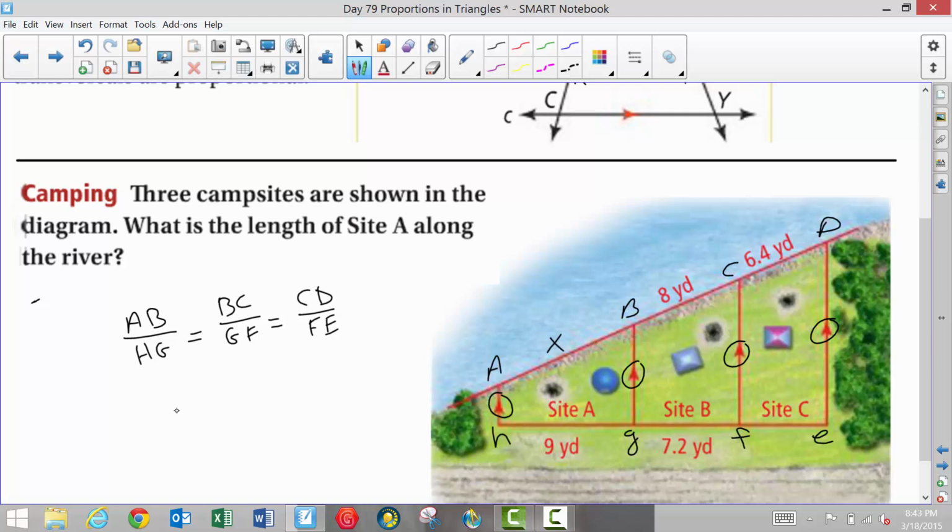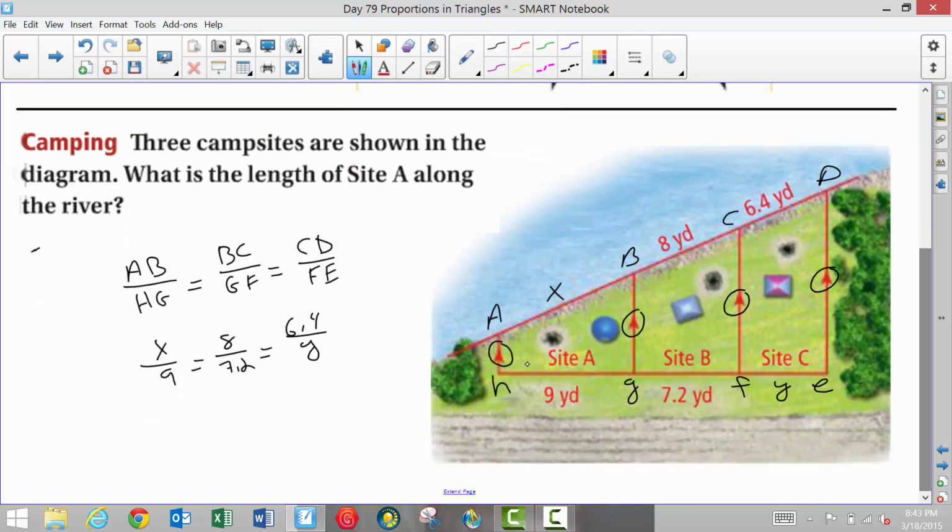So setting up my proportion, now I can fill in the information. X over 9 is the same as 8 over 7.2, which equals 6.4 over, and I'll call this Y. So to solve this, I picked the ratio with no variables and set it equal to the ratio with one variable.